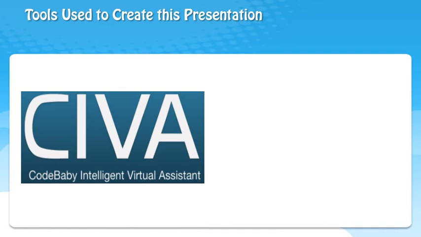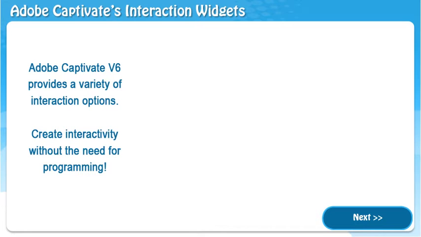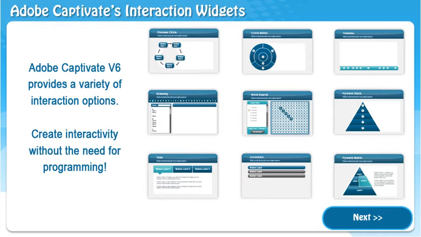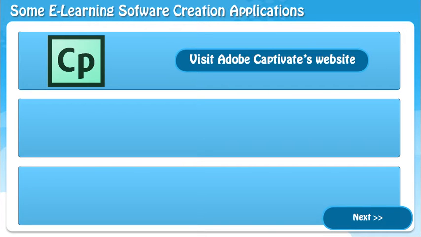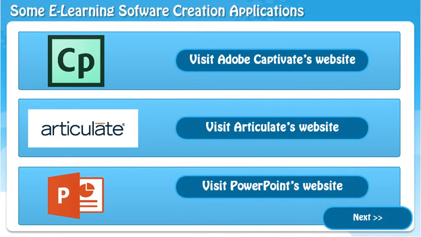In addition to using CodeBaby software to create my virtual self, I'm also using Adobe Captivate to display this presentation. Captivate version 6 provides a variety of interaction options. You can create interactivity with built-in widgets without the need or knowledge of programming language. It's awesome! You don't have to own Captivate to create an outstanding interactive presentation. There are lots of tools out there. Articulate Brand Software has a full suite of e-learning applications, and Microsoft PowerPoint can do way more than your average presentation. Remember that rapid e-learning blog that I mentioned back on my website? It's jam-packed with a wide flavor of ways to create interactive e-learning using PowerPoint.